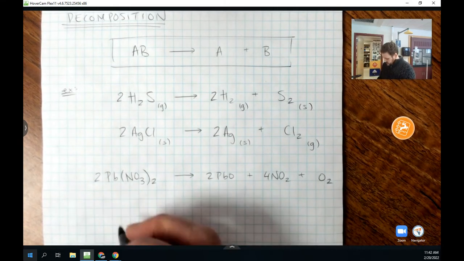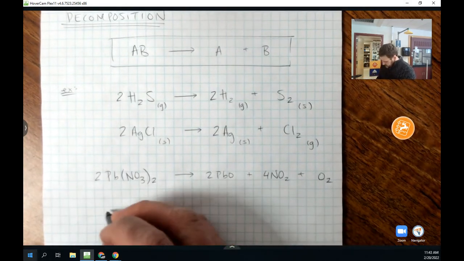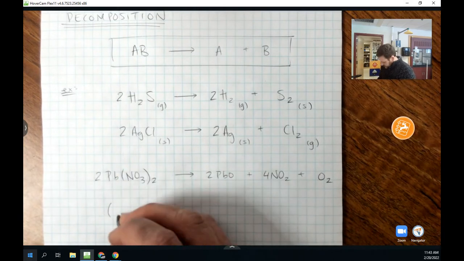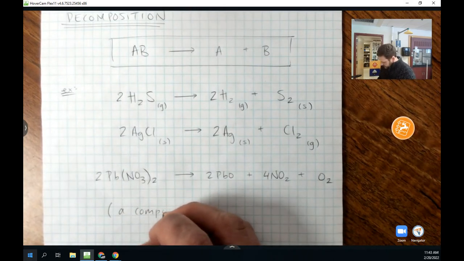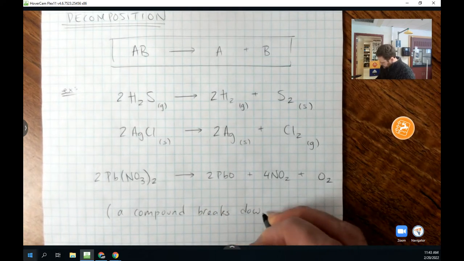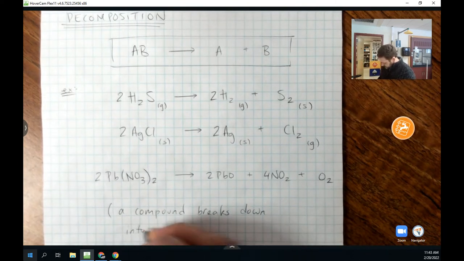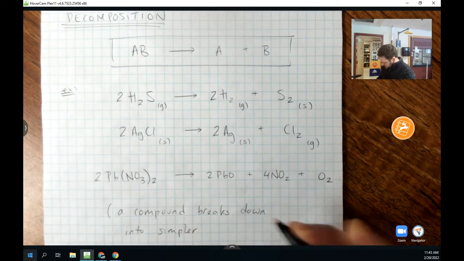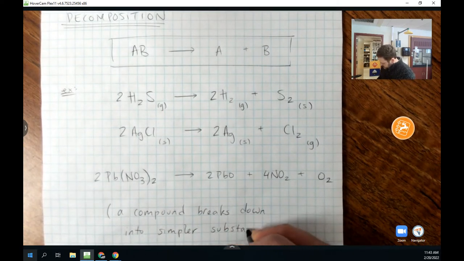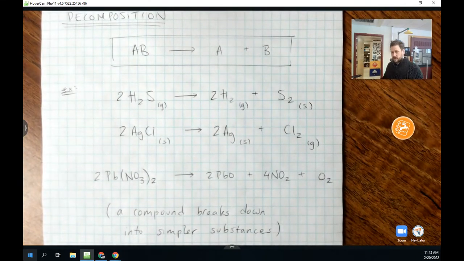So here's how we'll summarize what a decomposition reaction is. It is a compound breaking down, or a compound breaks down into simpler compounds or elements, and into simpler substances would be an even more concise way of explaining that. So that's a decomposition reaction. That's the second of the 5 reaction types we're going to look at.